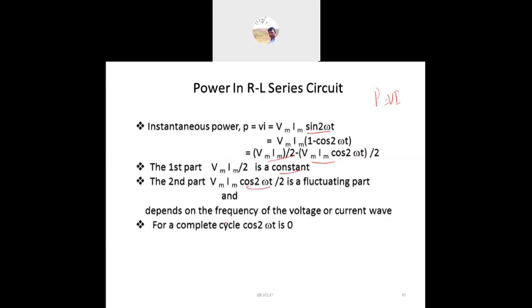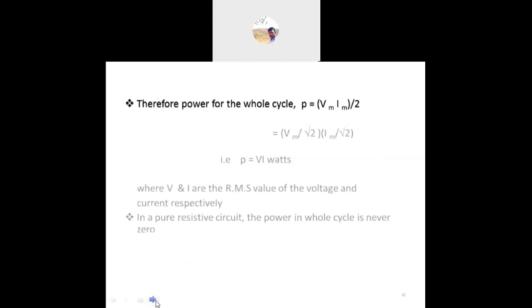For a completed cycle, the cos 2 omega t average is 0. Therefore the power for the whole cycle, for 1 second, with 60 hertz or 50 hertz cycles, is P equal to Vm Im by 2, that is Vm by root 2 times Im by root 2. Then P is equal to VI watts, where V and I are the RMS values of the voltage and current.